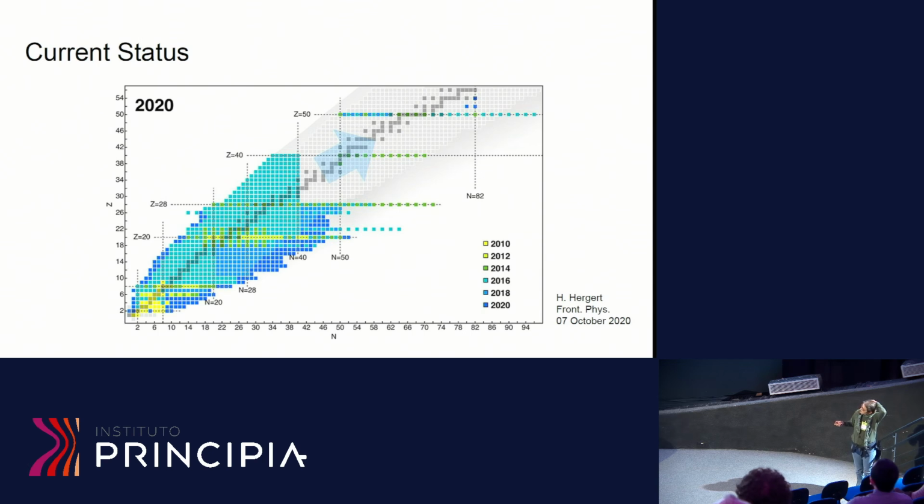The ab initio framework back in 2010 was confined to the lower part of the nuclear chart. This figure is from Heiko Hergert, and shows the development that occurred from 2010 to 2020. That is due to several factors: increased resources, development of new computational algorithms, and also development of new interactions that are manageable within the computational methods.